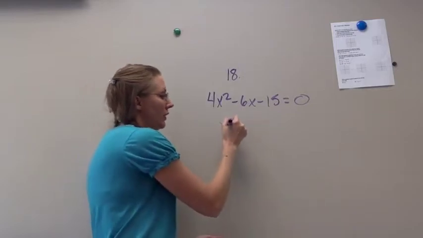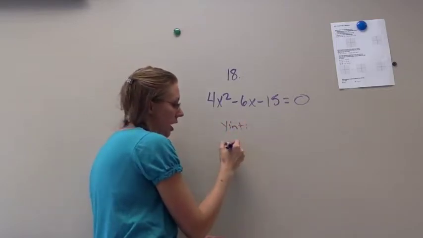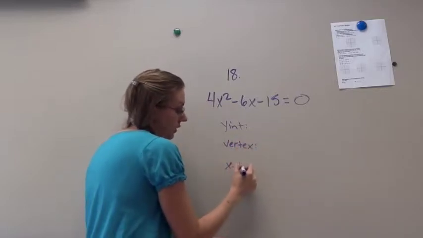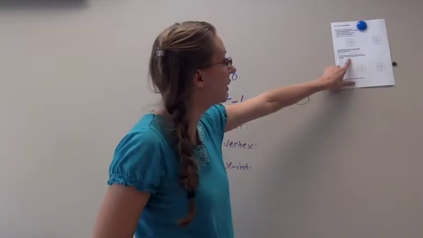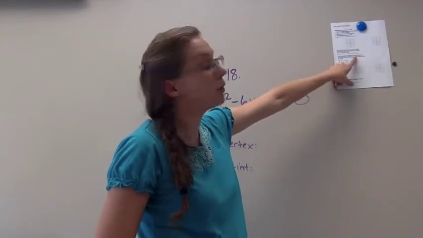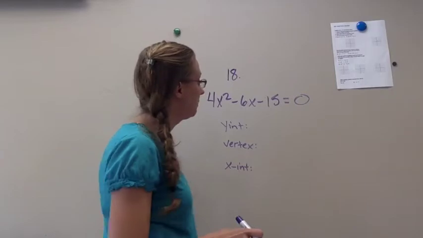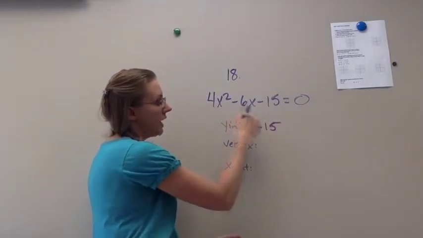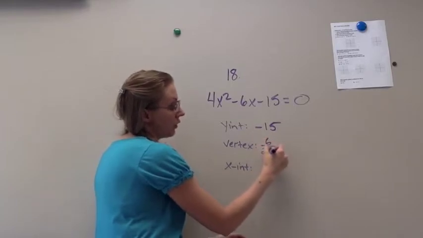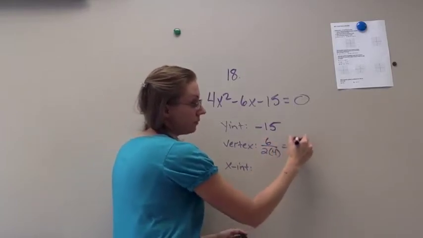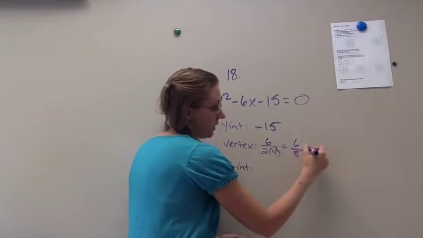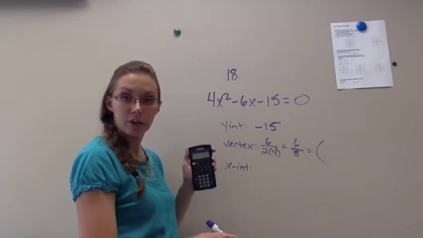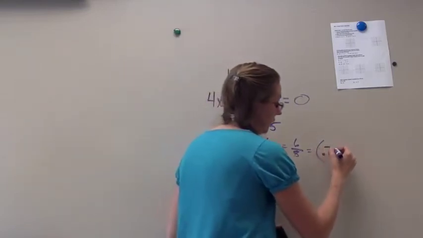We have to find our y-intercept. We have to find our vertex if we're going to graph this. And we also need to find our x-intercepts. Okay, they do ask you in this specifically to state the exact roots, which means our solutions or our x-intercepts. So, y-intercept, negative 15. Vertex, negative b, which becomes a positive 6 over 2 times our a, which is 4. So we have 6 over 8. I feel like we're dealing with the fractions a lot here. 6 over 8 is the same as 3/4. If I divide it out, it is 0.75.